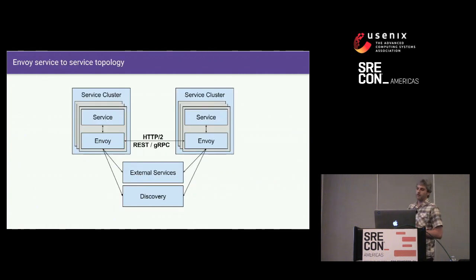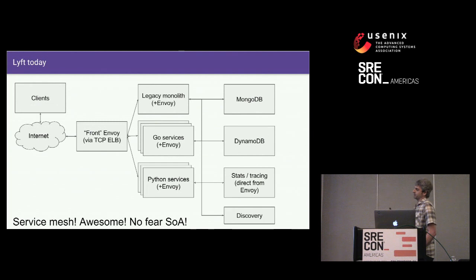So this is, at a super simplified level, what an Envoy service-to-service topology looks like. We have multiple service clusters. We've got obviously a bunch of service nodes within those clusters. We have an Envoy running alongside each service. It doesn't matter whether the service is written in Go or PHP or Python or Scala or Java, it doesn't matter. Those Envoys talk to each other. They can use different protocols. Typically, they use H2. And then those Envoys can also talk to external services, whether that's MongoDB or Dynamo or Stripe or other vendors. And then those Envoys are talking to a service discovery service, which allows them to know all of the hosts.